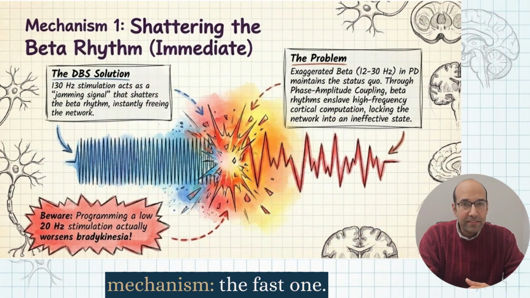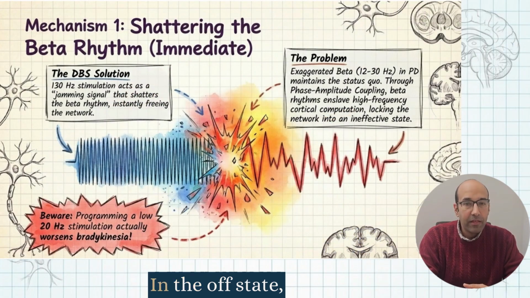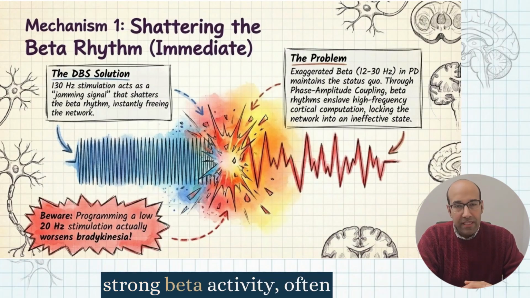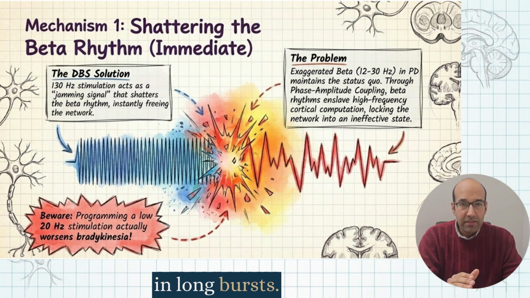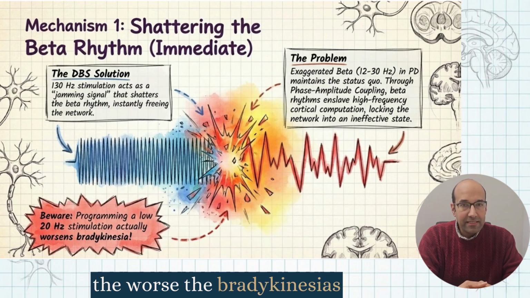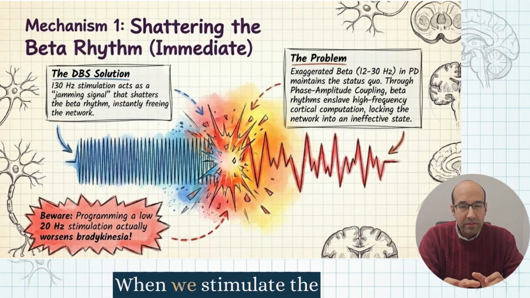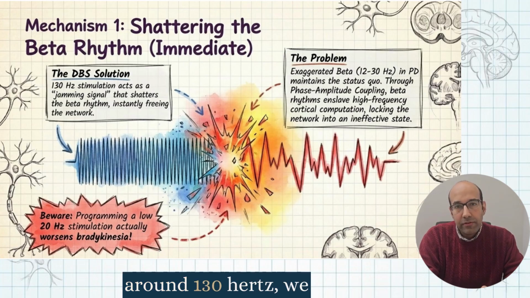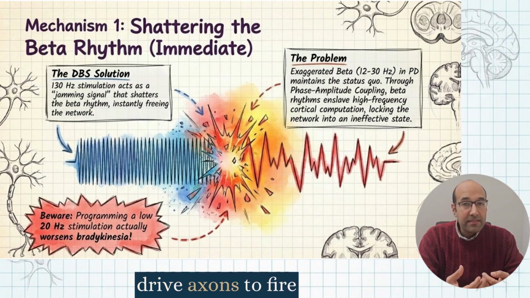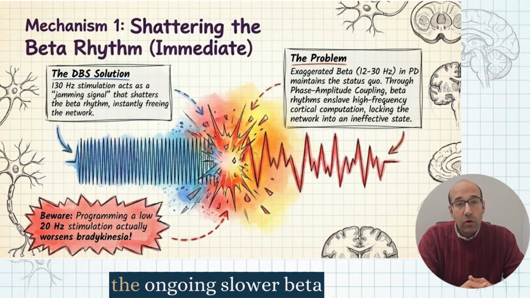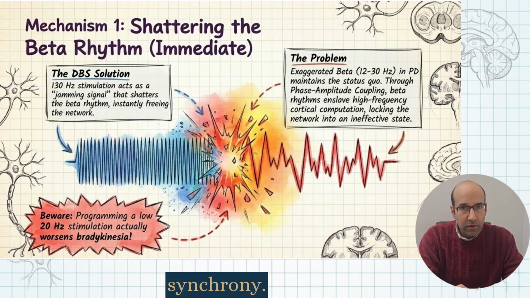Now the first major mechanism, the fast one. In the off state, STN and GPi show strong beta activity, often in long bursts. The longer those bursts, the worse the bradykinesia and rigidity. When we stimulate the STN at high frequency, around 130 Hz, we drive axons to fire in a high frequency time-locked pattern and disrupt the ongoing slower beta synchrony.